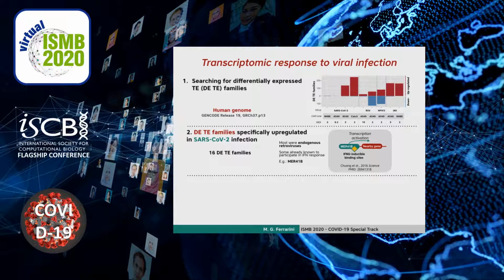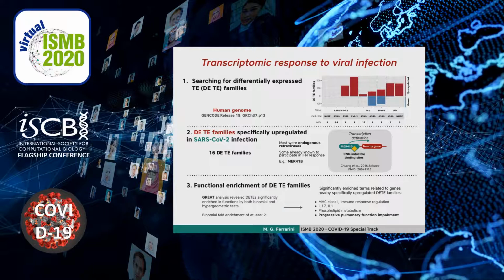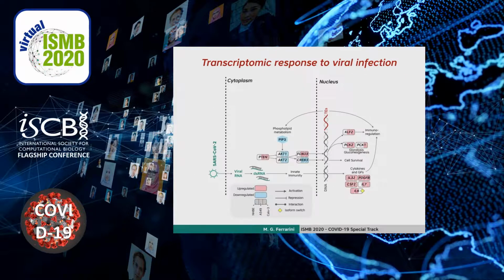So TEs are able to activate the transcription of nearby genes. And when we looked further into the functional enrichment of these genes, we found enriched terms related to immune system, phospholipid metabolism, and more strikingly, progressive pulmonary function impairment. In this way, we were able to not only detect differentially expressed genes and isoforms, but also some of the regulatory factors playing a role in this infection response, as you can see in immunoregulation and phospholipid metabolism here.